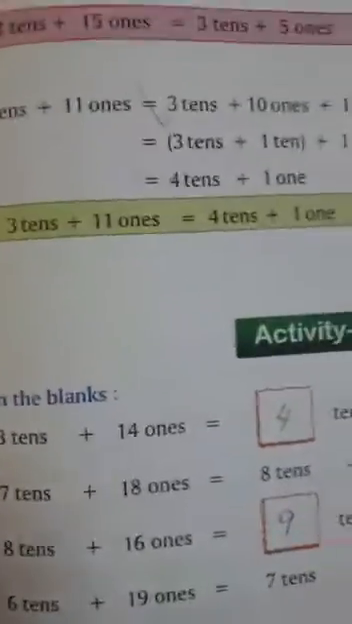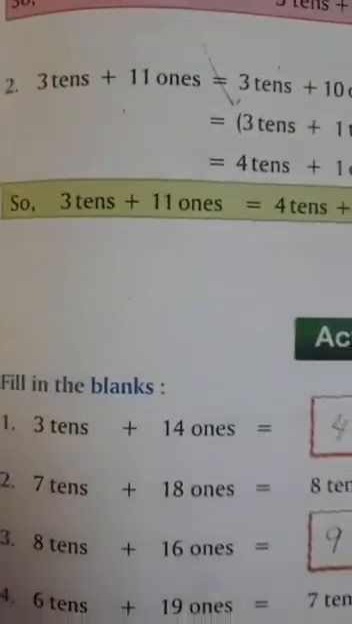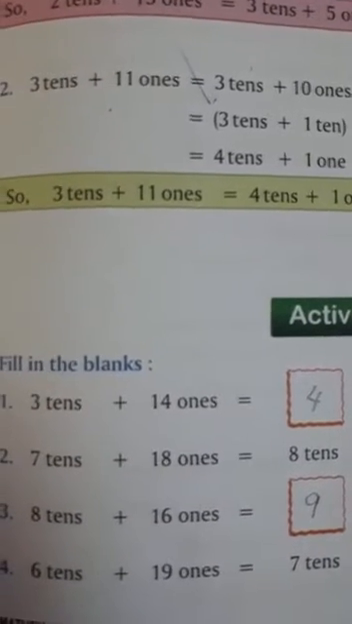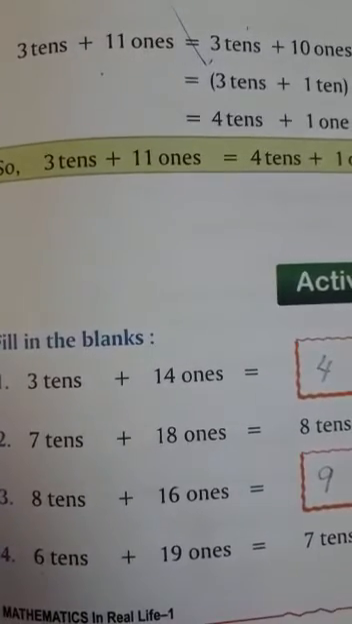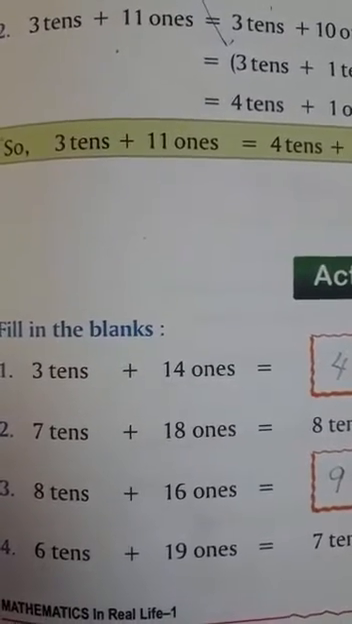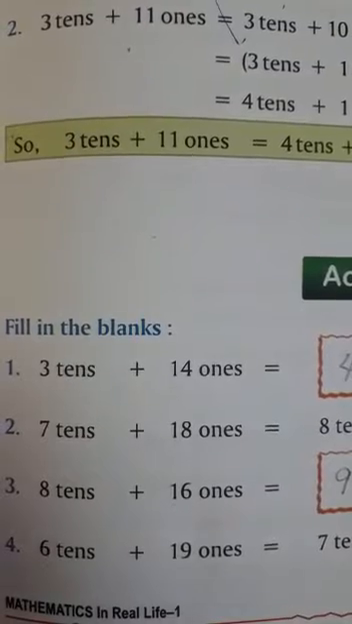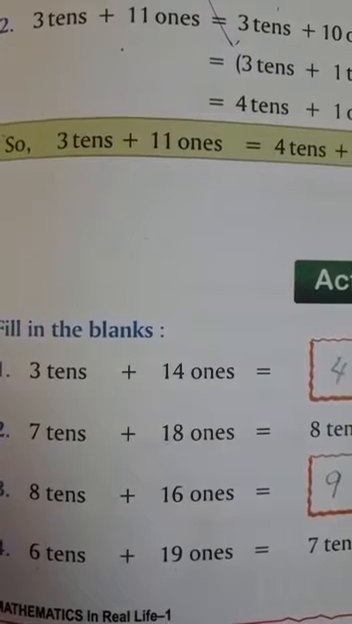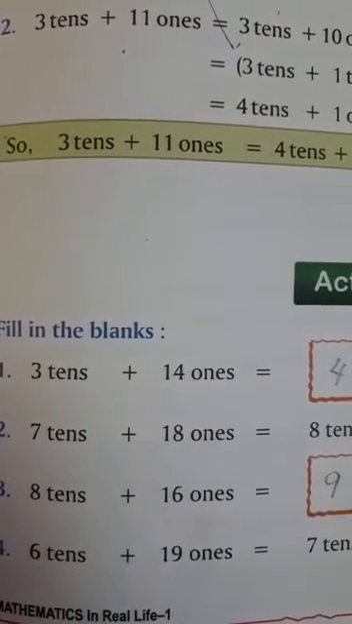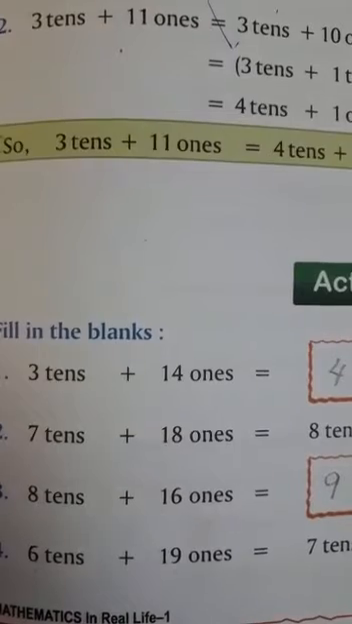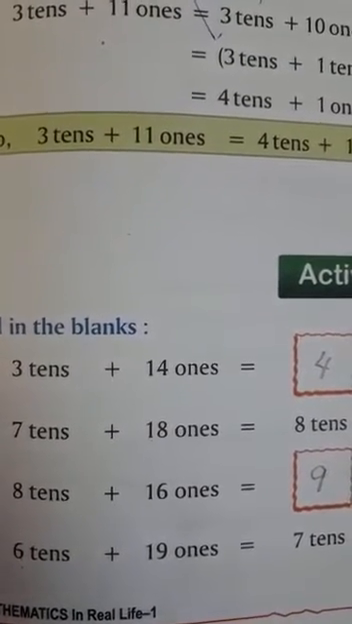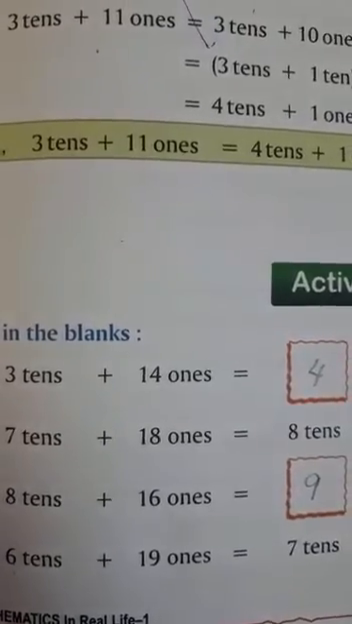Let's do its activity. 3 tens and 14 ones. So again here we have two digits, that means more than 9. So when we have more than 9, we split it into 10 ones and 4 ones, and that 10 ones is shifted to the 3 tens, means that will become 4 tens and 4 ones, like this.